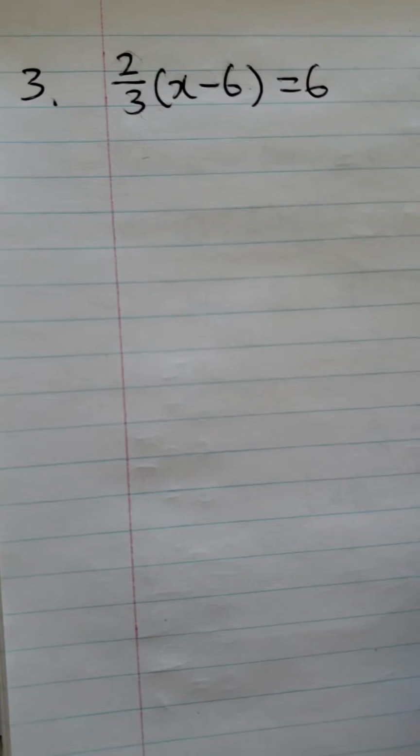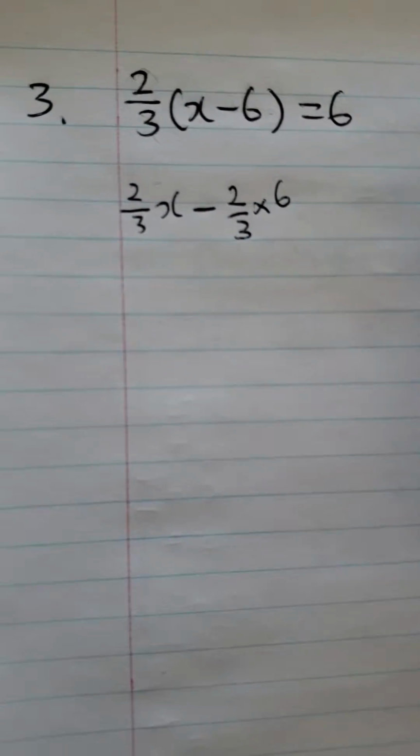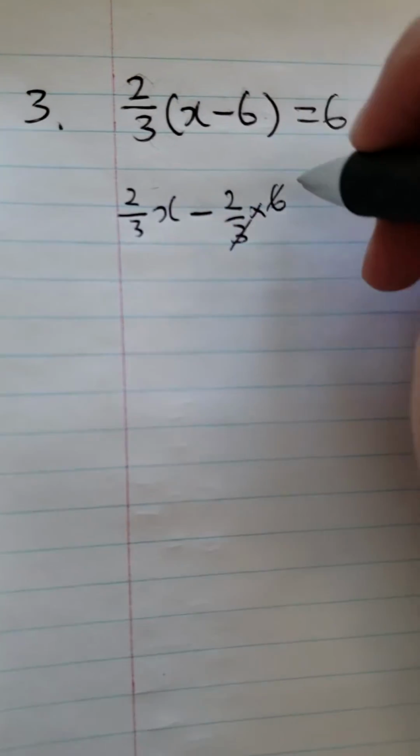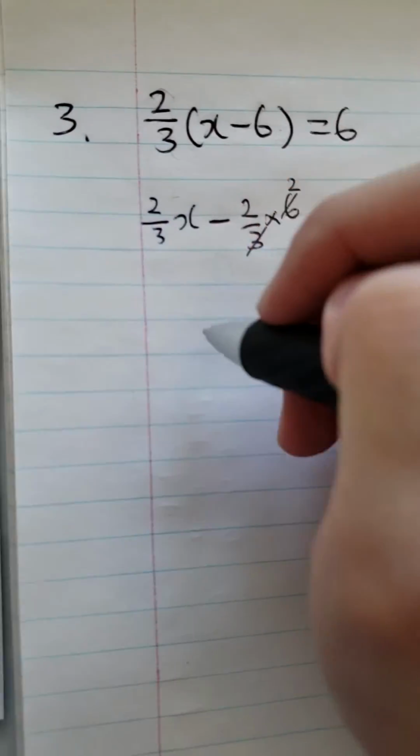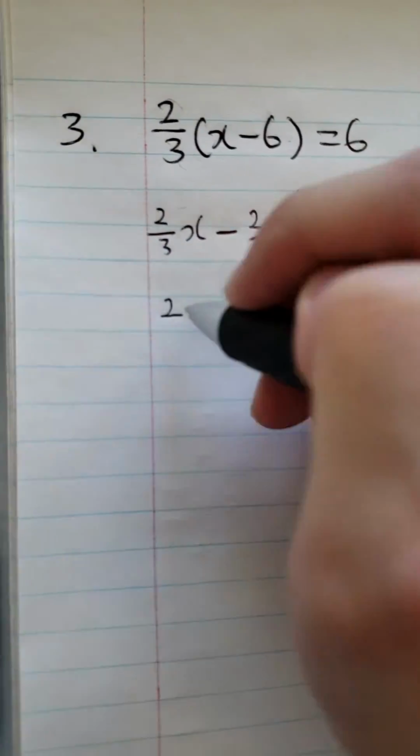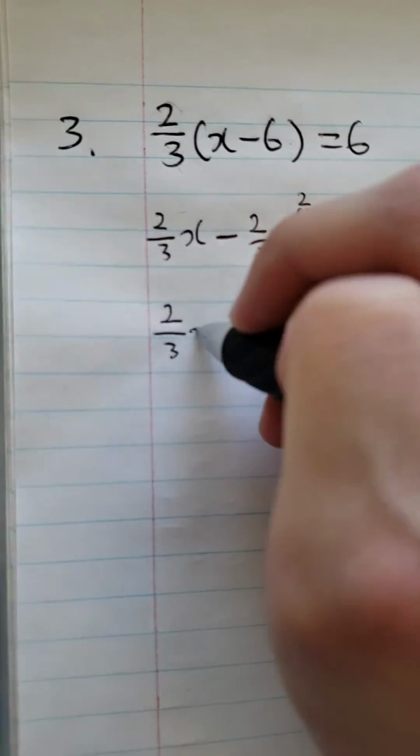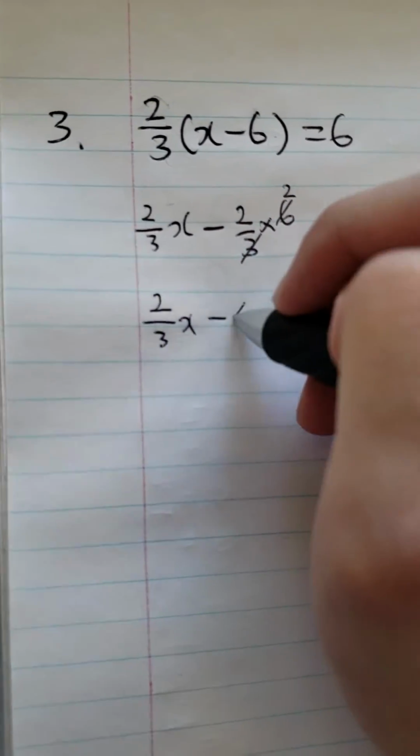So if we do that, it's going to give us 2 over 3 times x, and then 2 over 3 times minus 6, so it's going to be minus 2 over 3 times 6. If we simplify that, it's going to be 2 times 2. And I'm just going to start another line: 2 over 3x minus 4 equals 6.